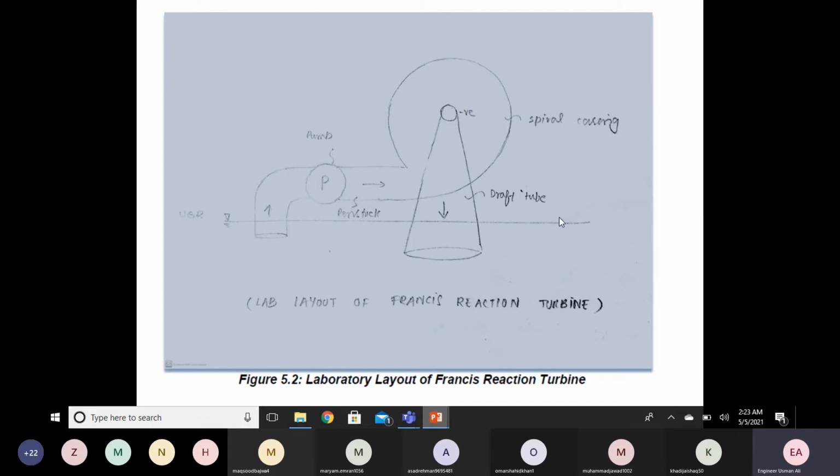So in the field we have a tail race channel, and in the laboratory we have the tail race level or the underground reservoir to which again water goes back. So this is about the diagram that you have to make in this figure 5.2.